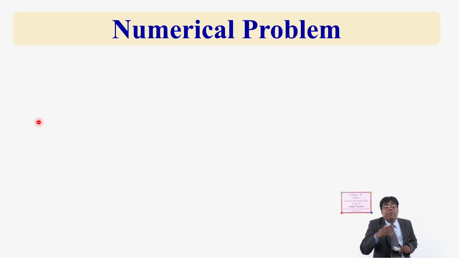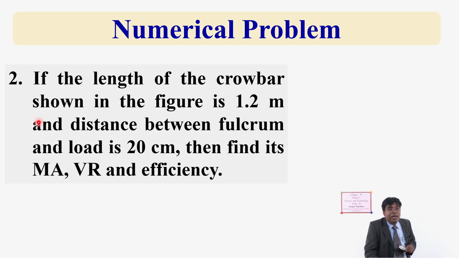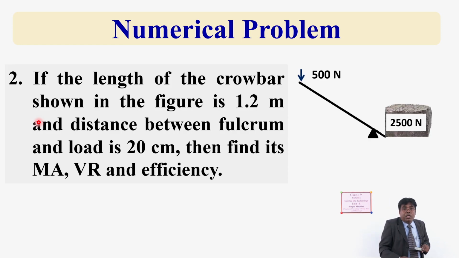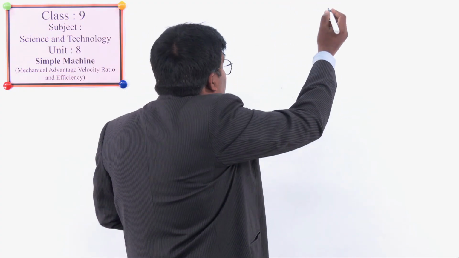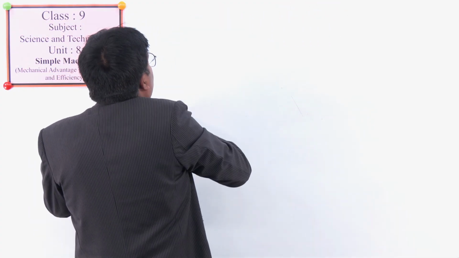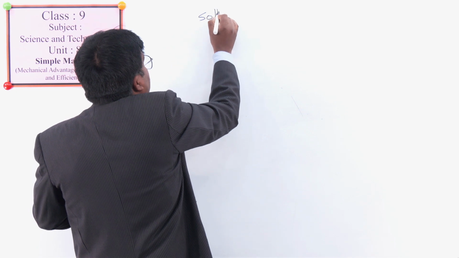Now we have the next numerical problem. Let's see it. We have a figure here. If the length of the crowbar shown in the figure is 1.2 meter and the distance between fulcrum and load is 20 centimeter, then find its MA, VR and efficiency. If you remember the previous solution, I think you are able to solve this.